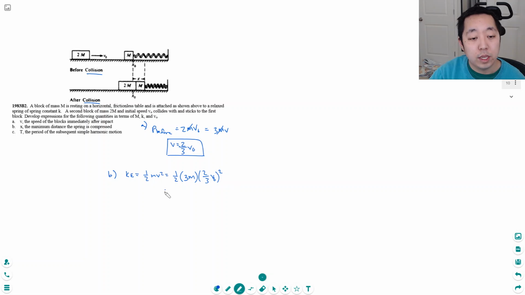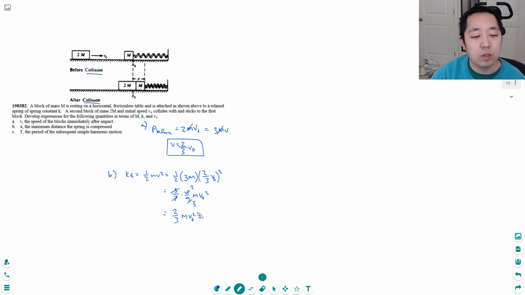This would be 4/9, so this would be 3/2 times 4/9 times m v naught squared, just because I squared the 2/3 to get 4/9, and 1/2 times 3 is 3/2, then m v naught squared. So this would be 2, and this would be 3. So that's equal to 2/3 m v naught squared.